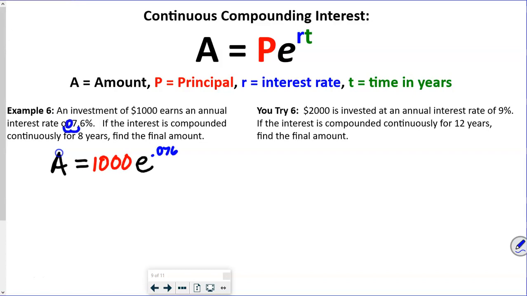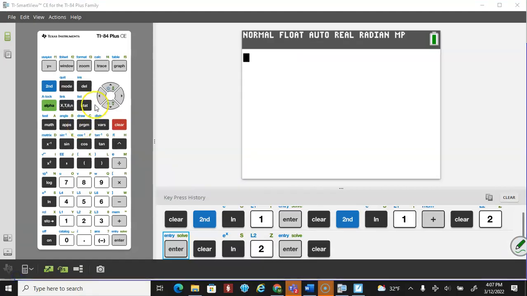So that's going to put a 0 right there, okay? And then we're going to multiply that times our 8, right? So that's going to be times 8. Now you can put this in the calculator just like this. So I'm going to show you guys how to do this on the TI-84.